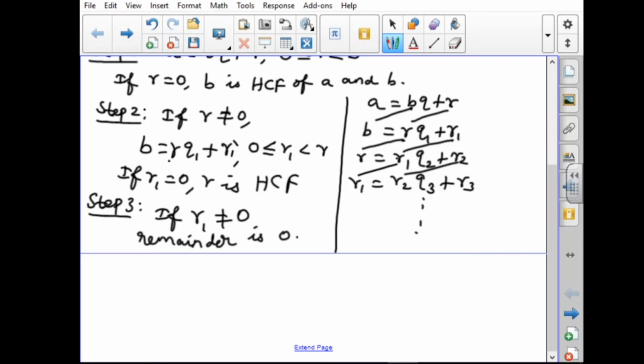Whichever step we get the remainder as 0, at that time, suppose R4 is 0, here also R3, the remainder will be 0, which means at that time the divisor is the HCF. So, HCF equals R3. This is our division algorithm.